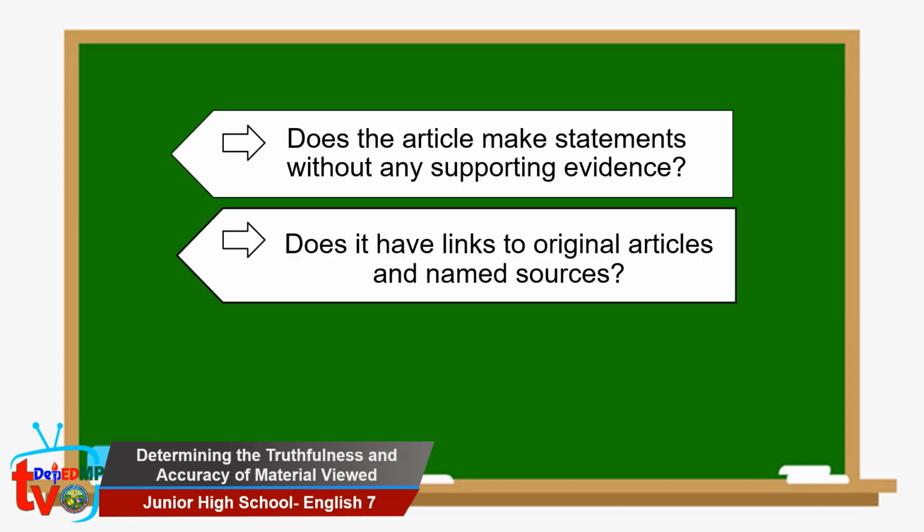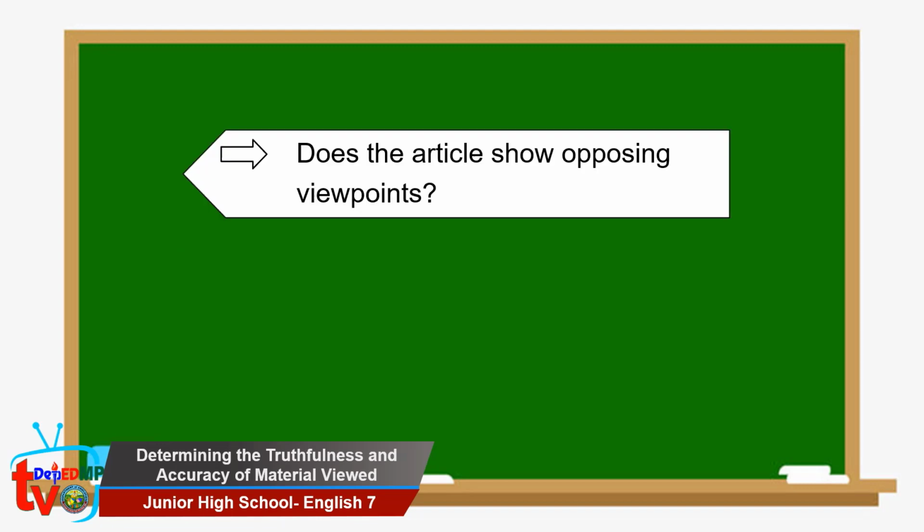The next one is, does it have links to original articles and named sources? When we say links, they are the connections to other authors or stations, including the original source. Does the article show opposing viewpoints? If the article shows opposing ideas, try to verify because the author might only be defensive to cover a fault or mistake.